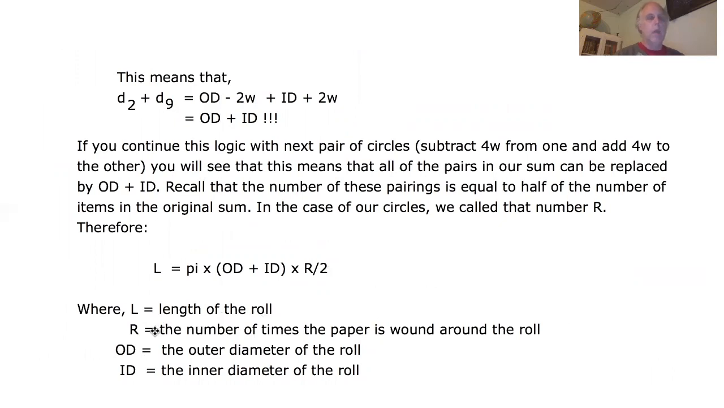where L is the length of the roll in meters, R is the number of times the paper is wound around the roll, OD is the outer diameter of the roll, again in meters, and ID is the inner diameter of the roll, also in meters.